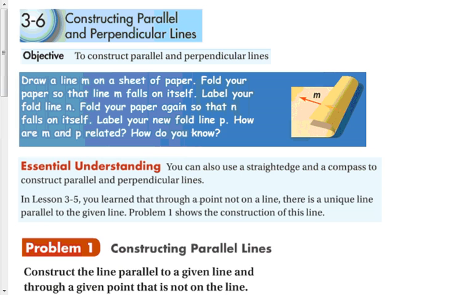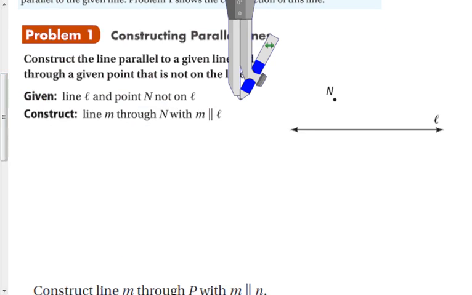Alright, so the first thing we're going to learn how to do is draw a line that's parallel to another line through a certain point. I'm going to need this tool, my compass, and so I'm going to do this one right here. I'm going to draw a line parallel to line L that's through point N.